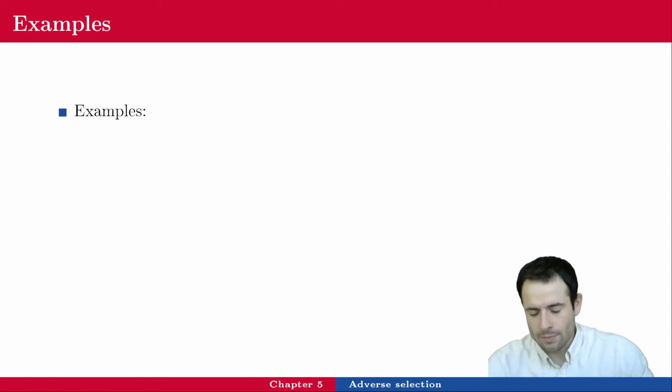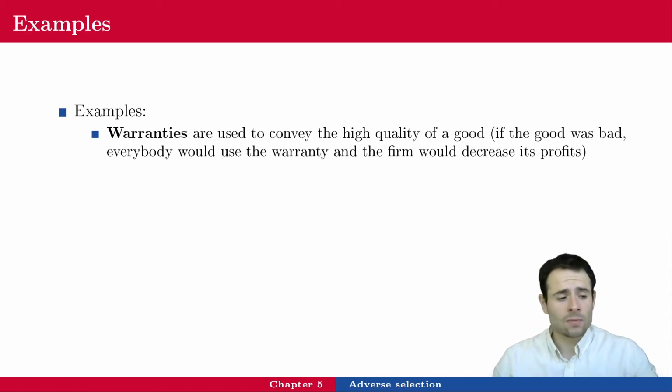Let's go through a couple of examples. I talked about warranties before the break. Warranties are a way to convey the high quality of a good. Imagine that the product was bad. Well, if the product was bad and there was a warranty on it, everybody would use the warranty, and the firm would have to either exchange the product or proceed to a bunch of refunds. So the firm would not make a lot of profits if it's selling a bad product with a warranty.